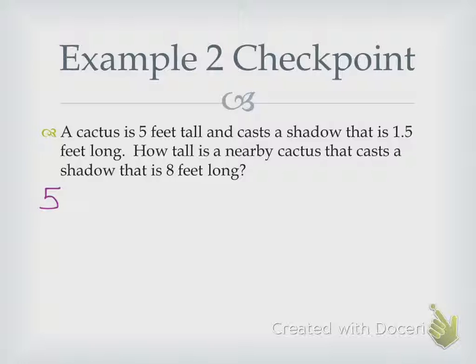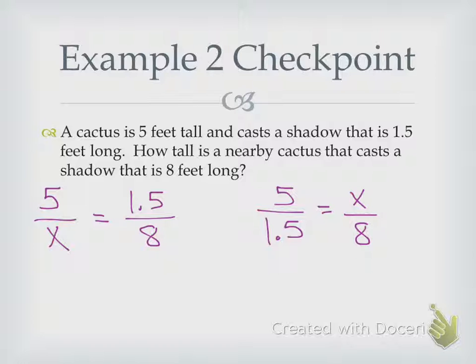I'm going to do the two common ways. If they did height of the first cactus over height of the second cactus equals shadow of the first cactus over shadow of the second cactus. Or you could have done height over shadow equals height over shadow. Which one did y'all do? I did the first one. Okay. All right, now either way, you're still going to get the same answer.